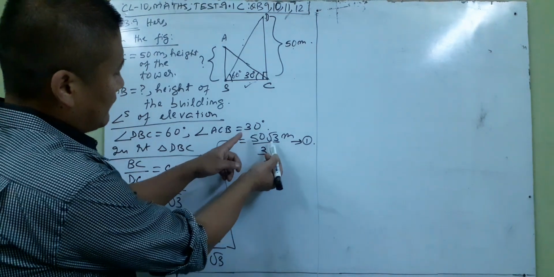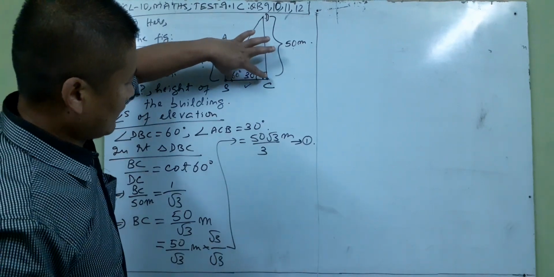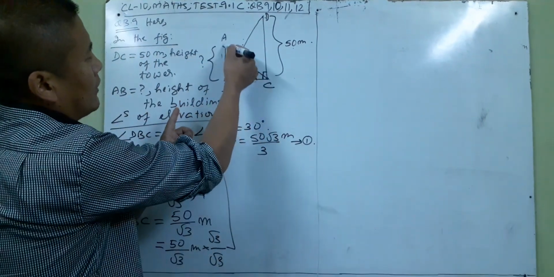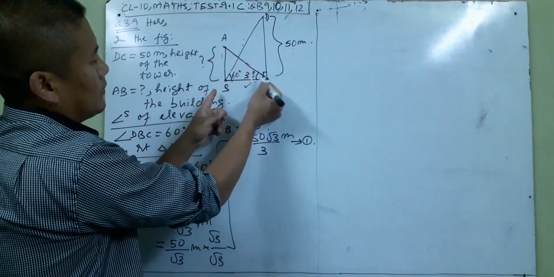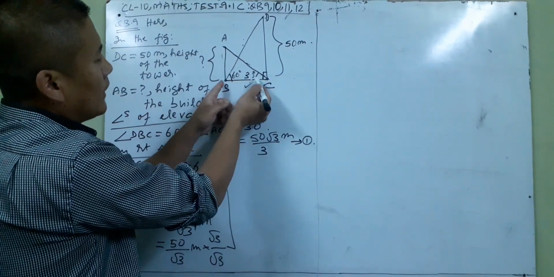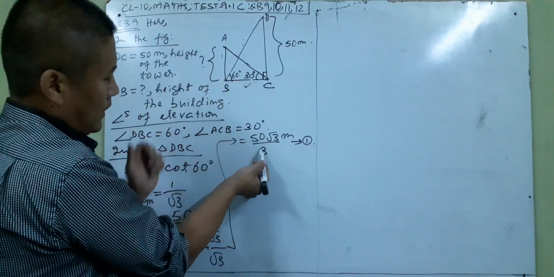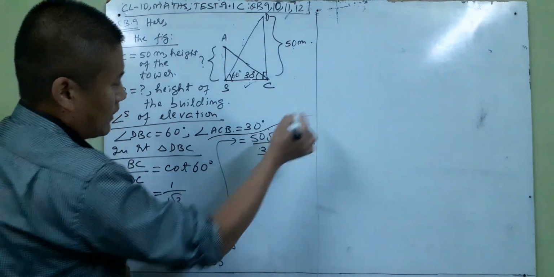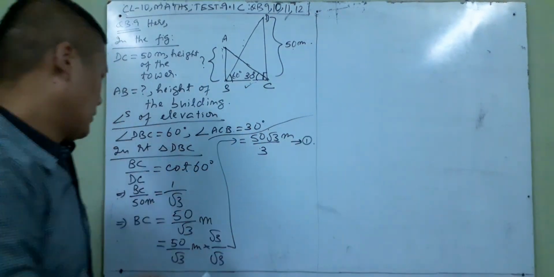Of finding BC, 50 root 3 by 1, root 3 by 3. Because the advantage is BC is also the side of the other right triangle ABC. So now one side is known for ABC also, right triangle here, and 30 degrees is known already, so we can use easily this BC value that we found out just now to find out the height of the building. See? So that's how we're going to do it.